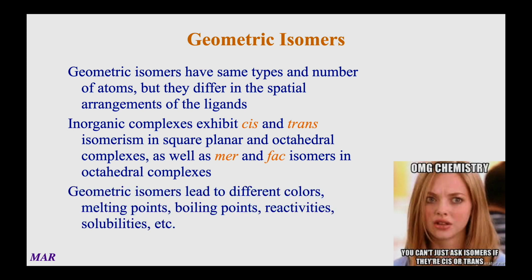Like cis and trans in organic chemistry, cis and trans can lead to compounds with different colors, melting points, reactivities, polarities, all that kind of stuff. So it's pretty crazy to think about all the possibilities that exist when it comes to chemistry.